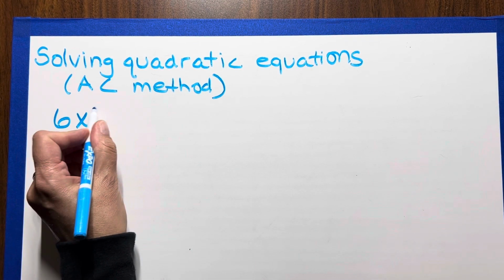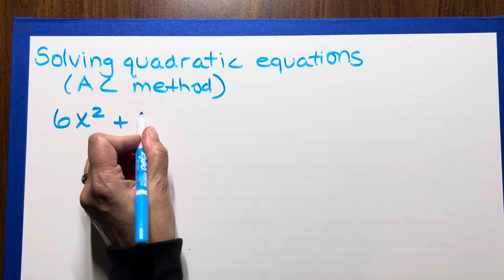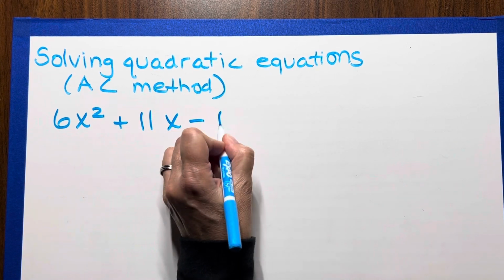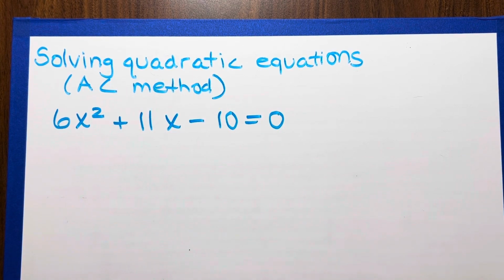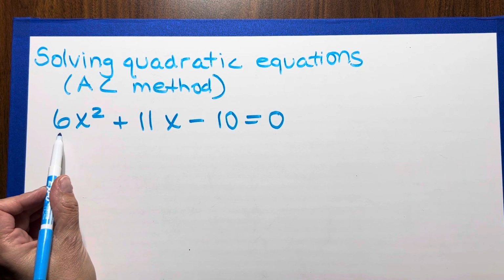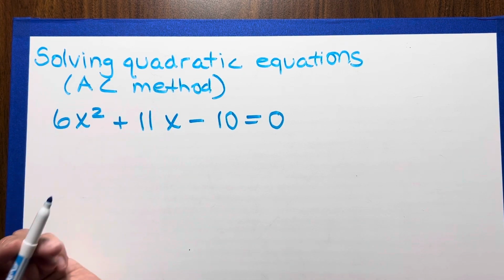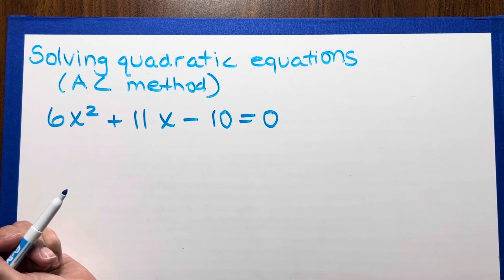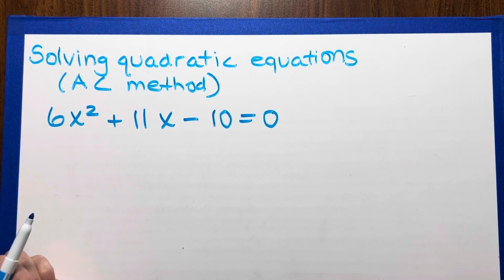Here's our equation. 6x squared plus 11x minus 10 equals 0. What makes this problem different from others is that we have a coefficient for the a value that's bigger than 1. And when that happens, it's typically easier to use what's called the AC method to factor. So I'm going to go through the steps of how to do this with you today.